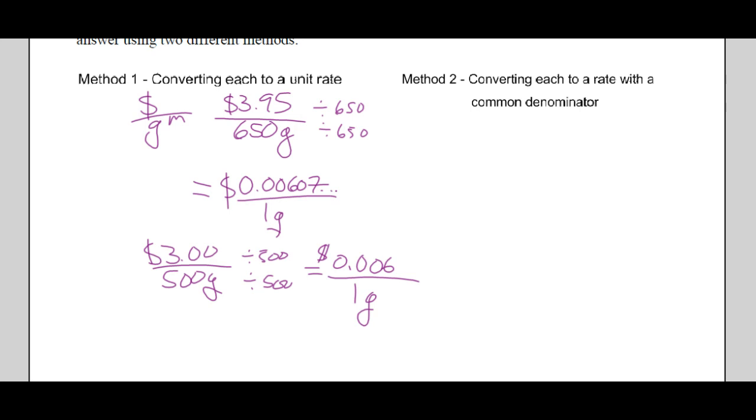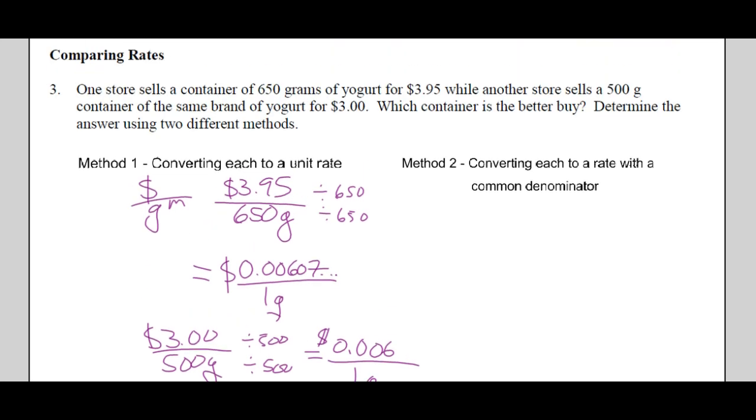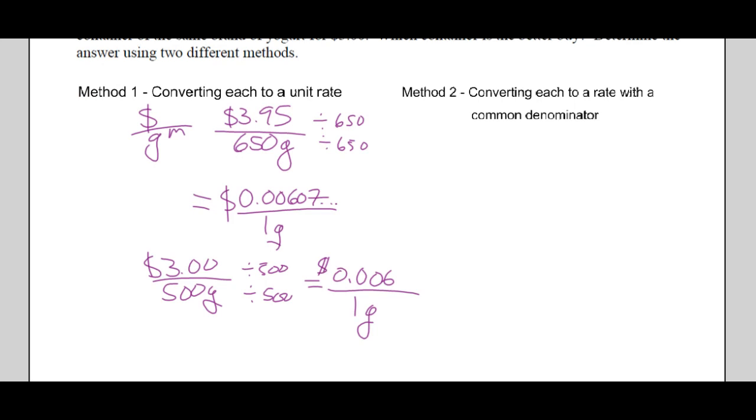Method 2, converting each to a rate with a common denominator, right? So a lot of times what you'll see in the stores, they'll convert it to dollars per 100 grams, right? Because you really don't want to see 0.00607, right? So if we make it dollars per 100 grams, okay, so we can do that, common denominator, or we can look for the common denominator of 500 and 650. Okay, and then get dollars per and have the same. So I want to go to dollars per 100 grams. So $3.95.